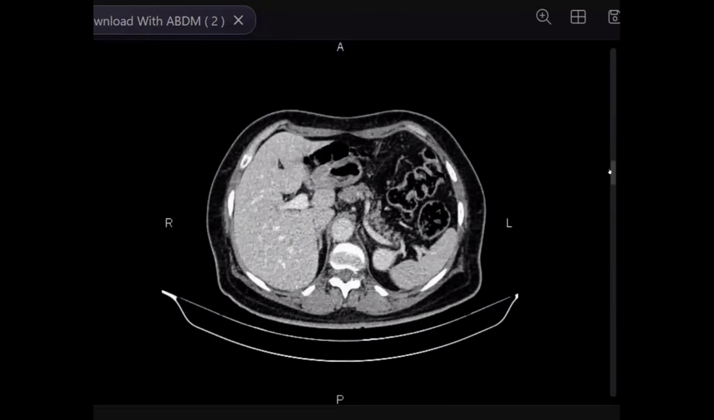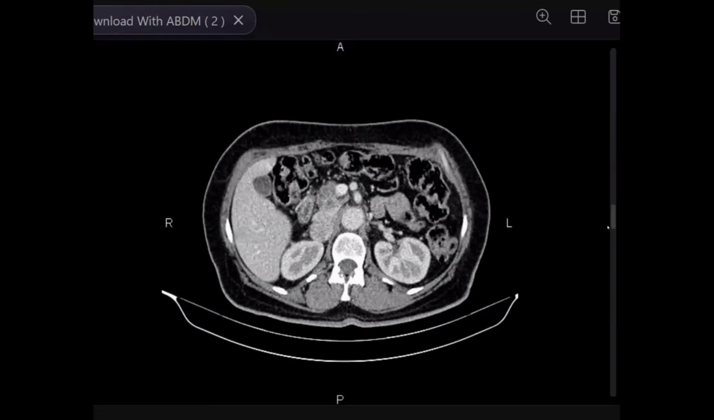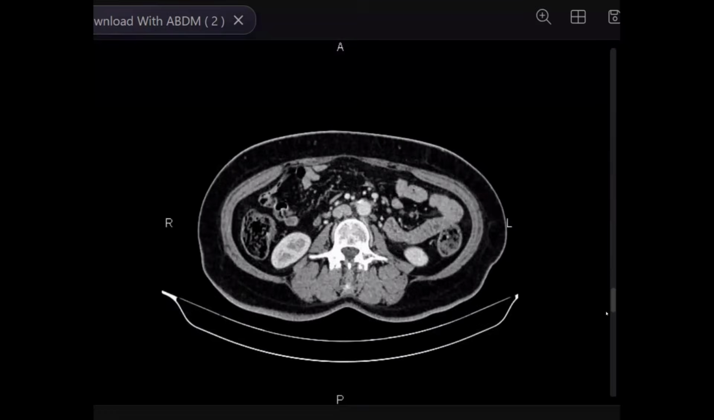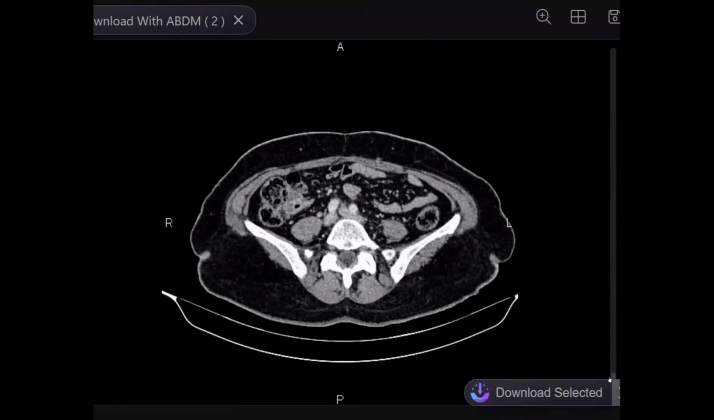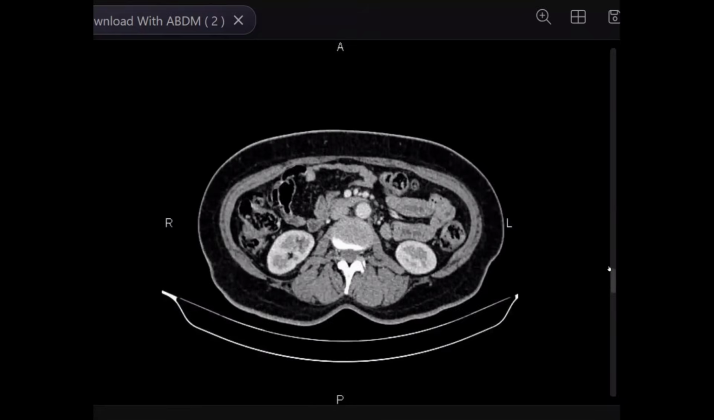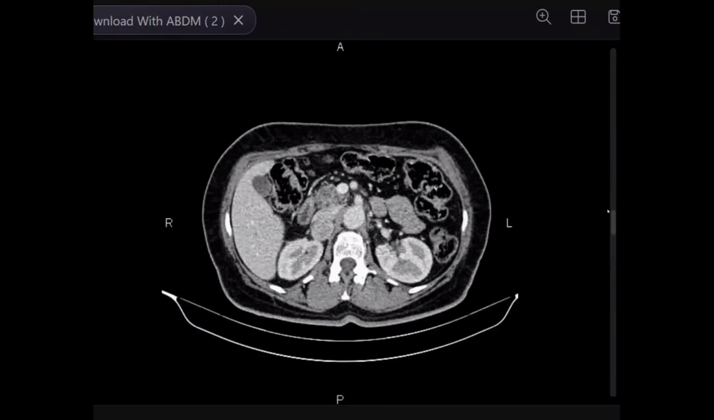I'm just going to scroll through the images before I give my comments. Okay, so I'm going to go back to what I thought was the area of concern.